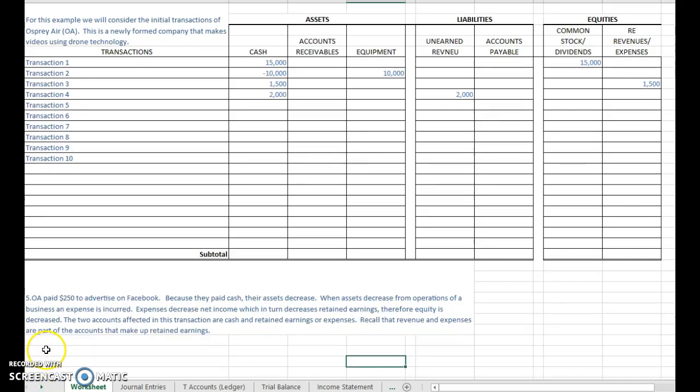OA paid $250 to advertise on Facebook. Because they paid cash, their assets decrease. When assets decrease from operations of a business, an expense is incurred. Expenses decrease net income, which in turn decreases retained earnings. Therefore, equity is decreased. The two accounts affected in this transaction are cash and retained earnings or expenses. Recall that revenue and expenses are part of the accounts that make up retained earnings.